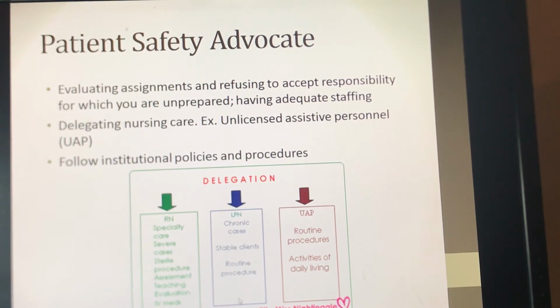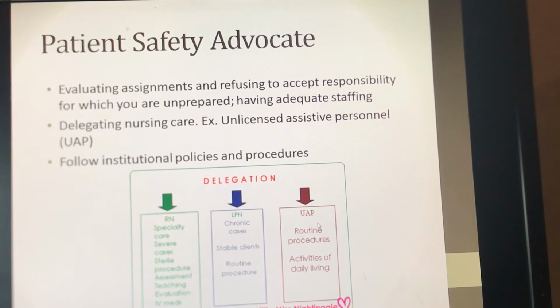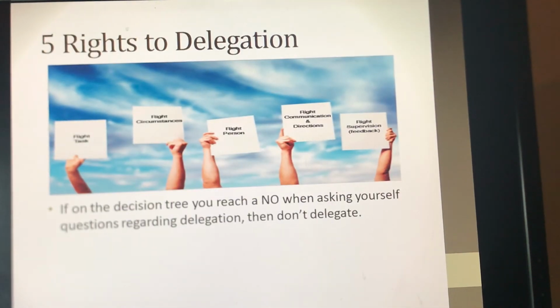Routine procedures should pretty much be placed into this. And then your unlicensed assistive personnel will do routine procedures or activities of daily living. So you've got to be able to understand what you can and cannot delegate.